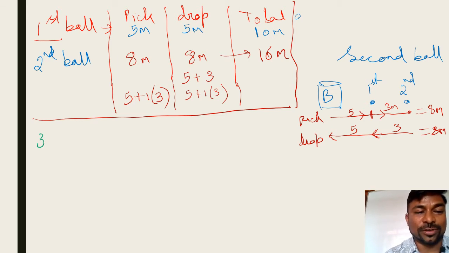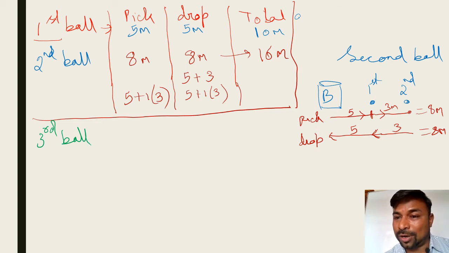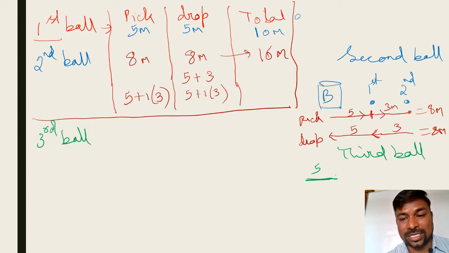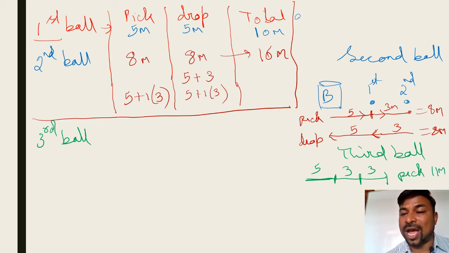Now let's go for the third ball. What is the distance traveled? First 5 meters till the first ball, again 3 meters for the second ball, again 3 meters. Totally in one direction to pick, it's nothing but 11 meters: 5 plus 3 plus 3 is 11 meters. The return journey is also 11 meters. So totally, it's 22 meters.